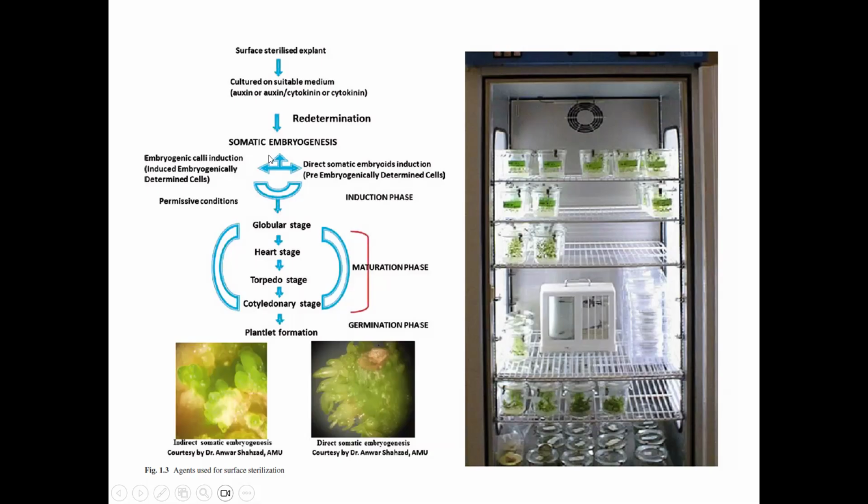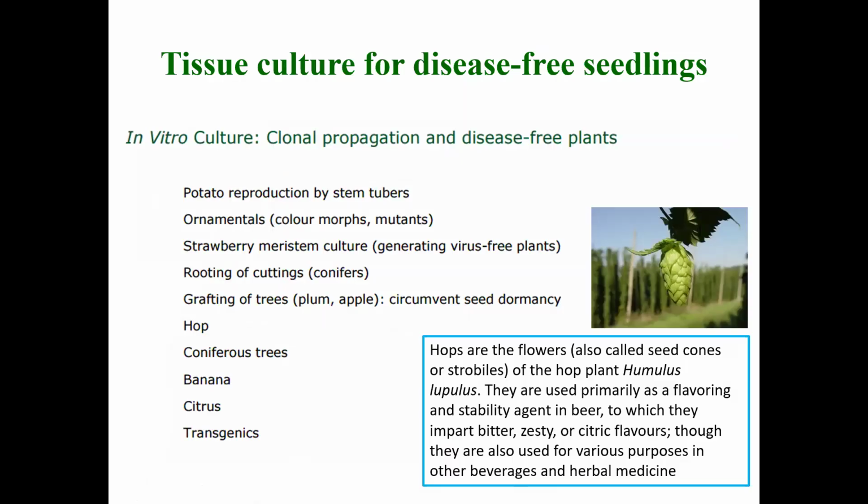First time the cell culture, profusely dividing cells called callus, undifferentiated. They are, finally, using different treatment. You can get the seedling and differentiate it to the plant. So tissue culture for disease-free seedling is very, very important.